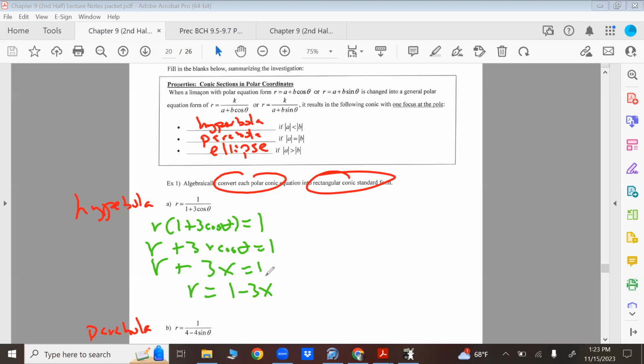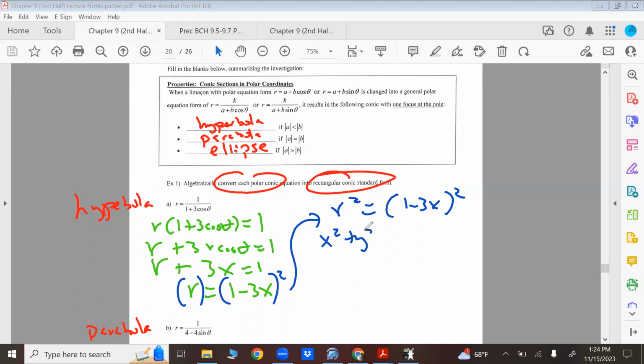What do you think I should do algebraically now? Square both sides, yeah, totally. And then you could substitute, you don't have to even deal with radicals at all. So r squared, or x squared plus y squared.